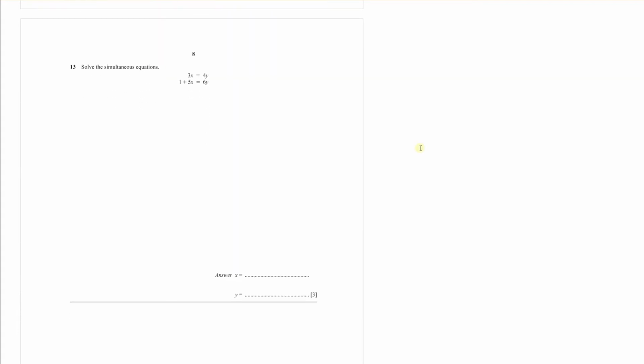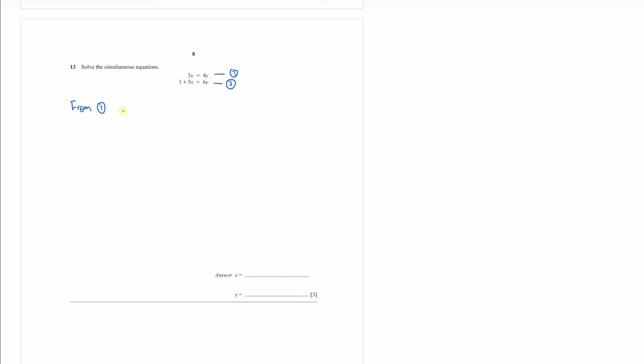Let's move on to question number 13 here, which is 3x equals 4y. We are given a pair of equations, so we have to solve the simultaneous equations. We have to find the values of x and y. So the first equation is 3x equals 4y. The second one is 1 plus 5x equals 6y. So we can use either substitution or elimination. I'll solve it by substitution.